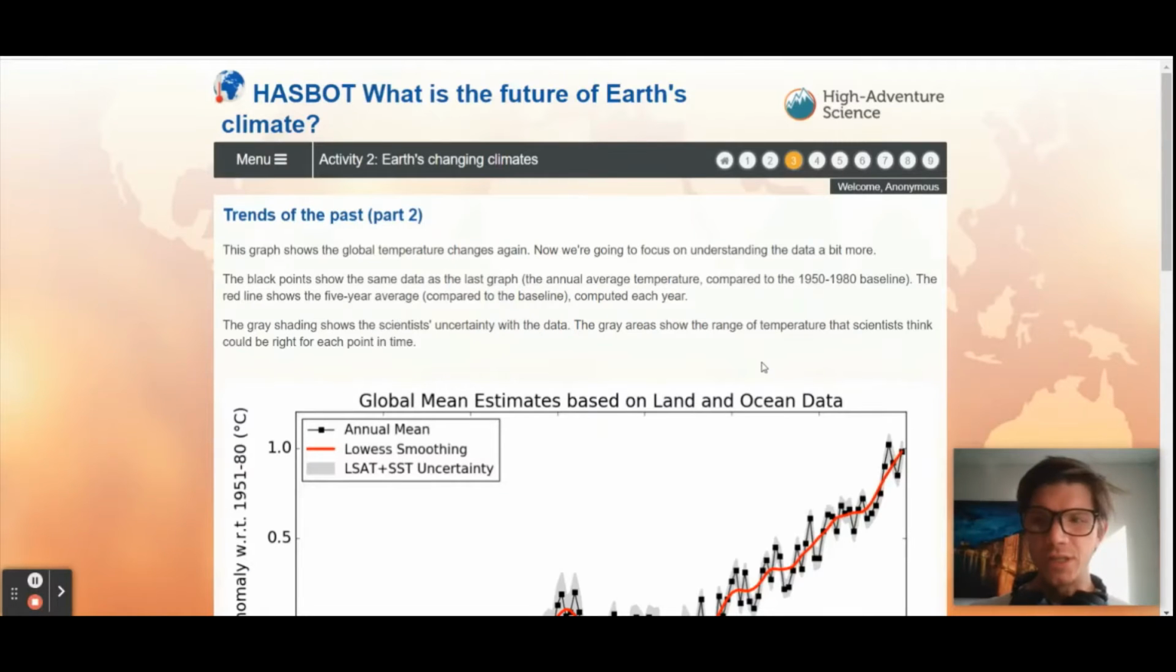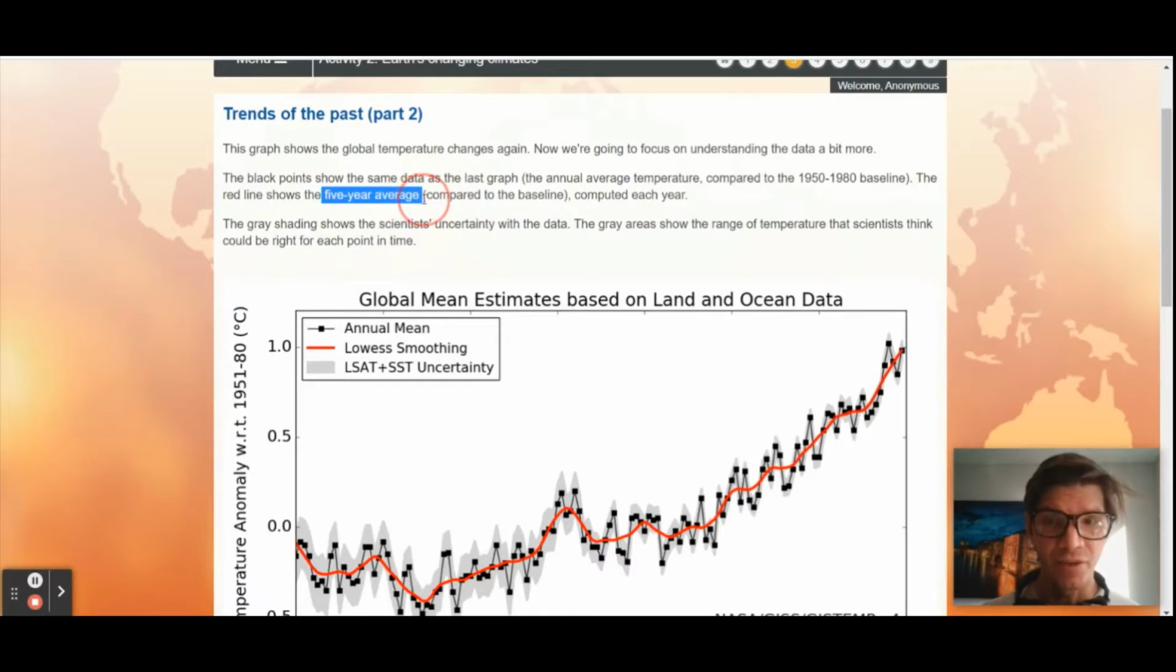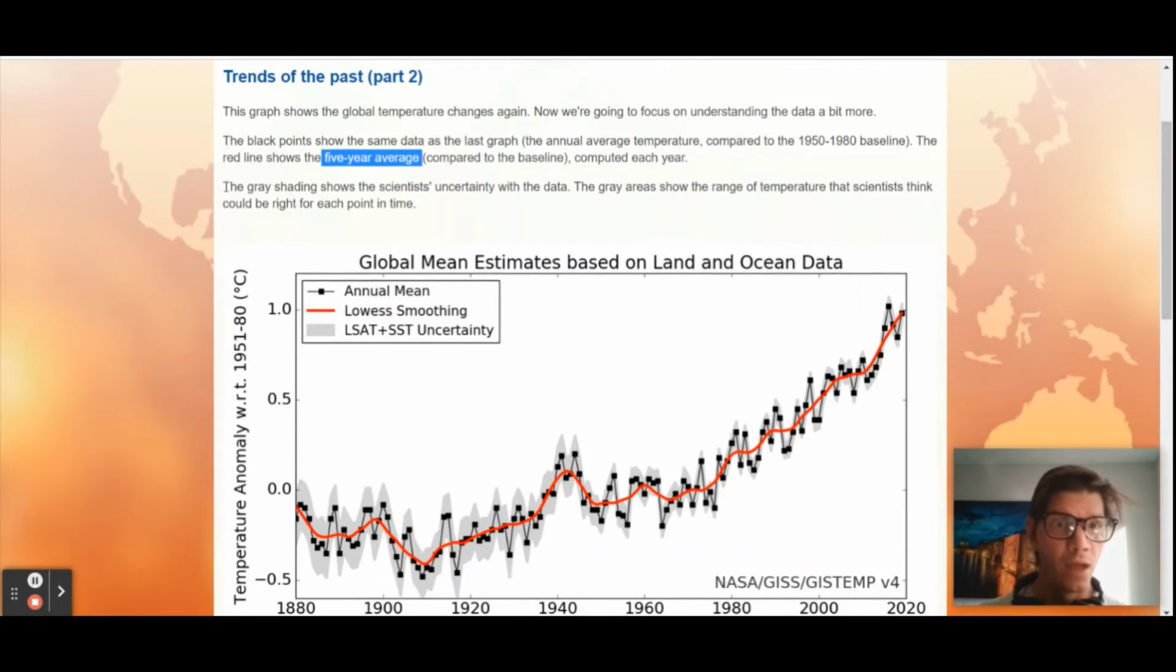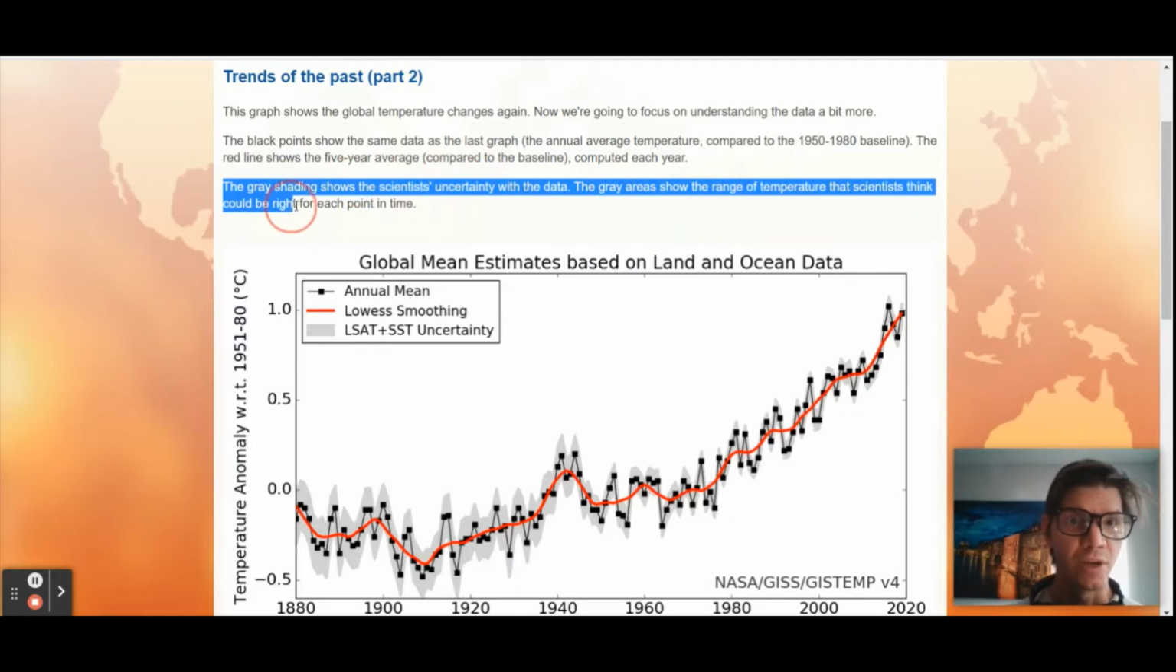Okay, this next section is going to go over the different types of ways that we can look at data and work with it. So again, the black points are going to show the average, the anomaly from the past year. The red line is going to show the 5-year average. So that's kind of showing the long-term trends or the long-term changes that are occurring. Here's something new. The gray shading shows the scientists' uncertainty with the data. The gray areas show the range of temperatures that scientists think could be right for each point in time. Let's take a look at some of the questions.